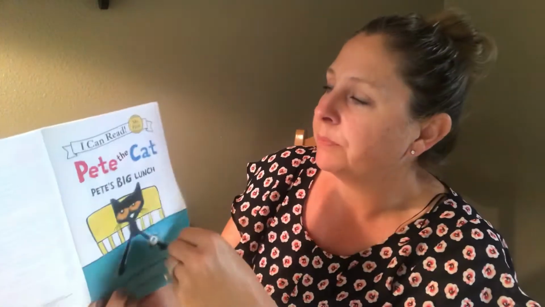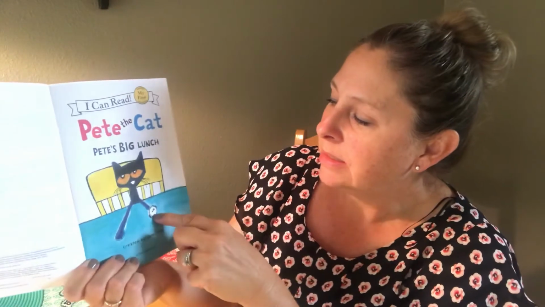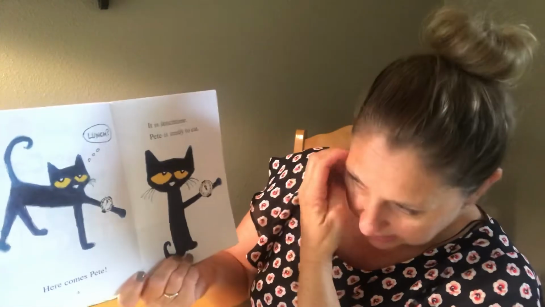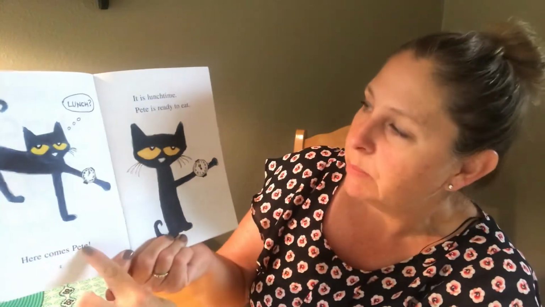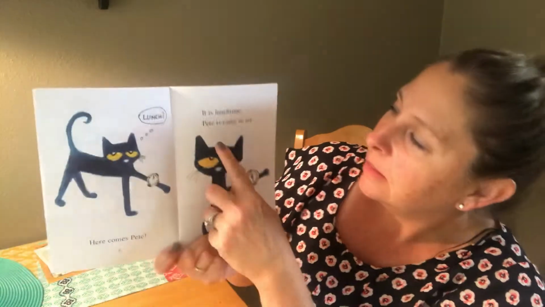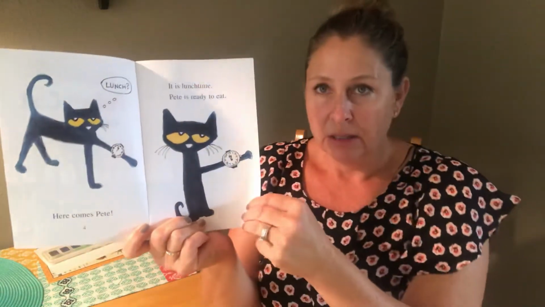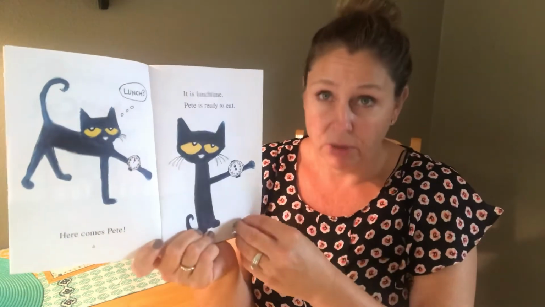Let's find out. So here's Pete, and he's looking at his clock, and it's almost time for lunch. Lunch, thinks Pete as he looks at his watch. Here comes Pete. It is lunchtime. Pete is ready to eat. So sometimes the watch tells us it's time for lunch, and sometimes our belly growls and it tells us we're hungry and it's time for lunch.